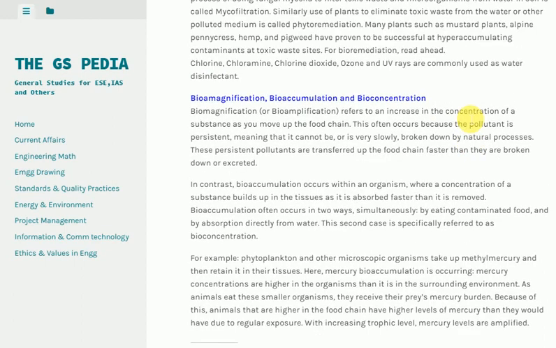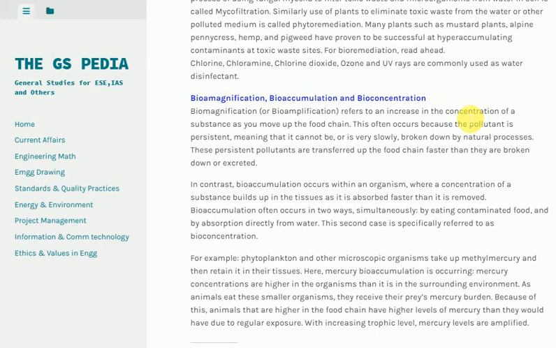Biomagnification, bioaccumulation, and bioconcentration. Biomagnification or bioamplification refers to an increase in the concentration of a substance as you move up the food chain. This often occurs because the pollutant is persistent, meaning that it cannot be, or is very slowly, broken down by natural processes. These persistent pollutants are transferred up the food chain faster than they are broken down or excreted.